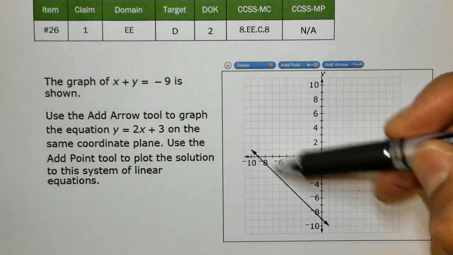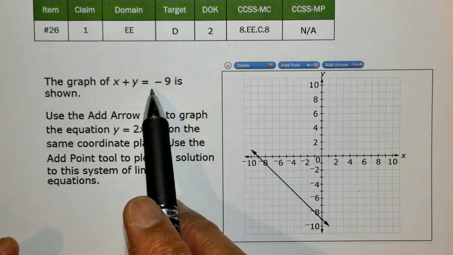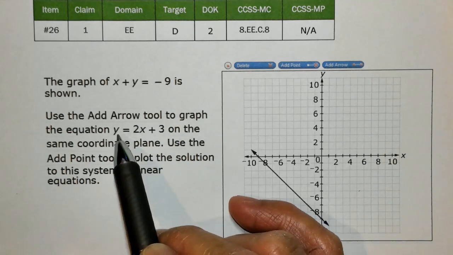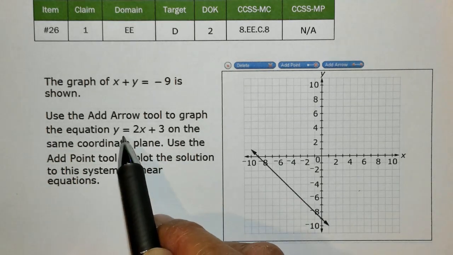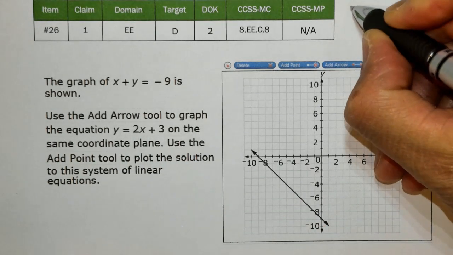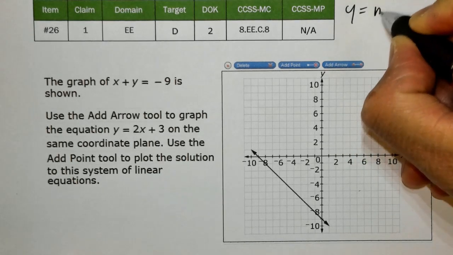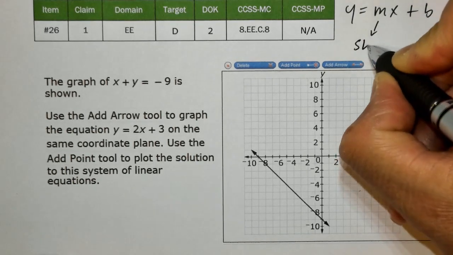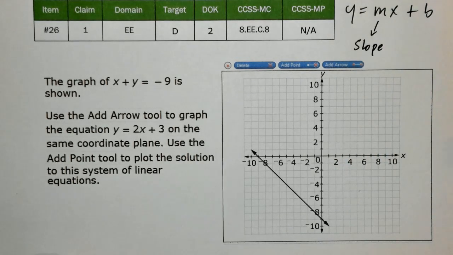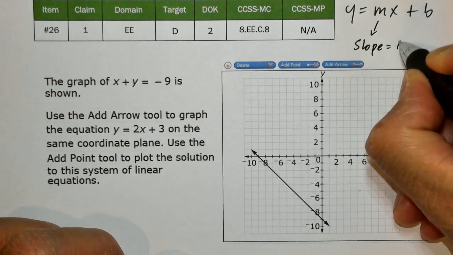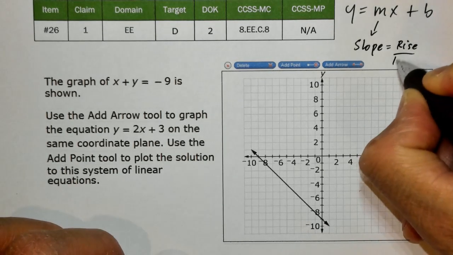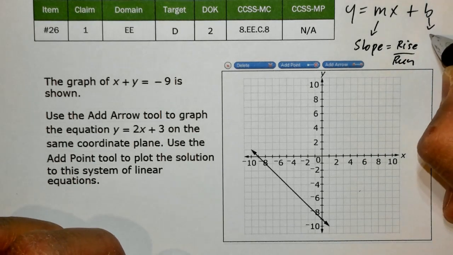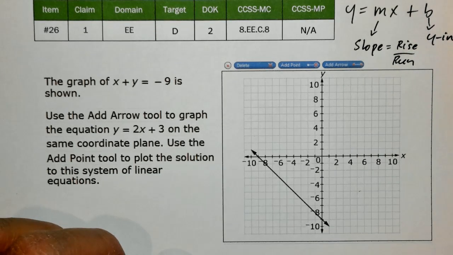So this line right here is the equation x plus y equals -9. Our task here is basically to graph this equation. If you analyze this equation, this one is in slope-intercept form, y equals mx plus b, where the value of m is the slope, or the rise over run. Then b is the y-intercept.